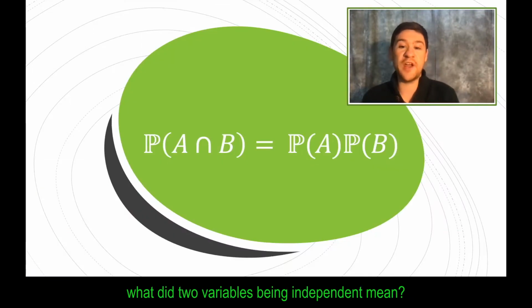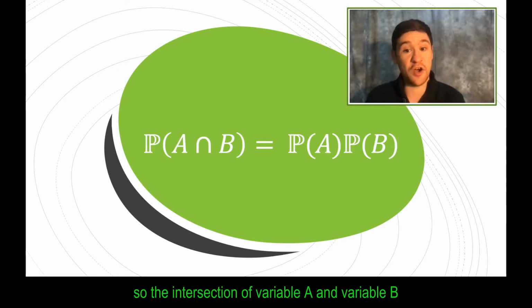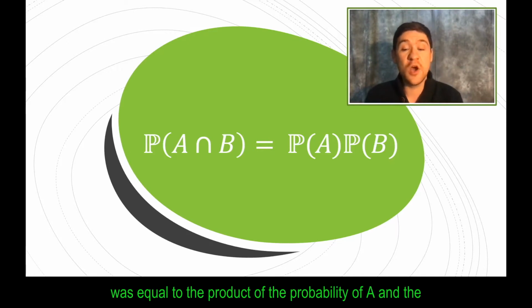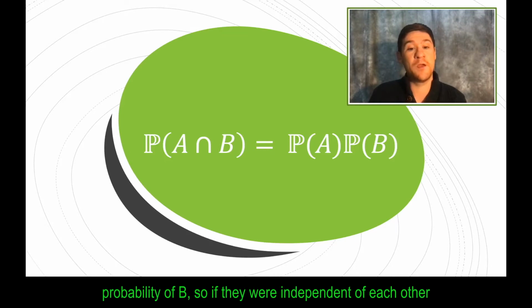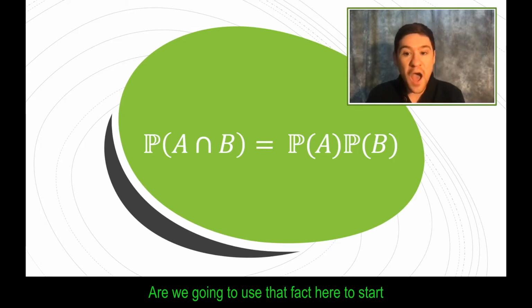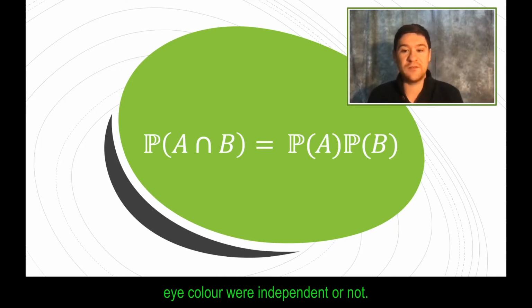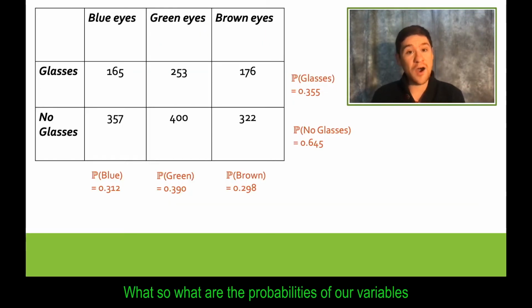So think back to probability now. What did two variables being independent mean? It meant that the probability of them happening at the same time, so the intersection of variable A and variable B, was equal to the product of the probability of A and the probability of B. So if they were independent of each other, you could multiply their probabilities. And we are going to use that fact here to start thinking about whether eyesight and eye colour were independent or not.